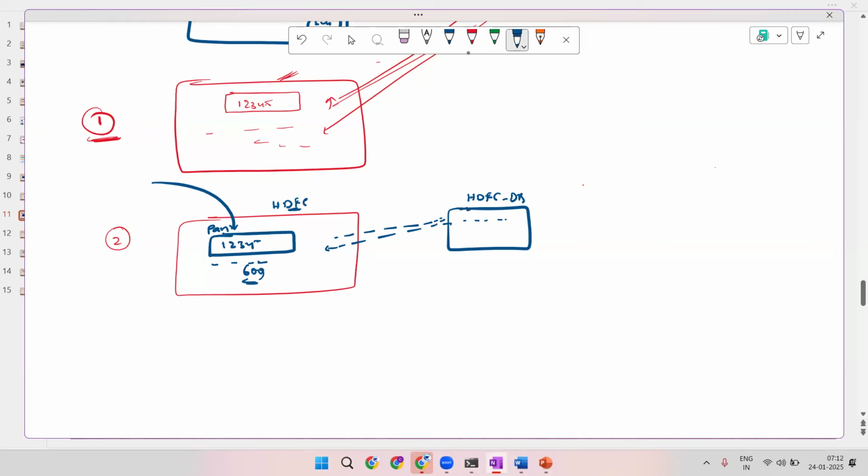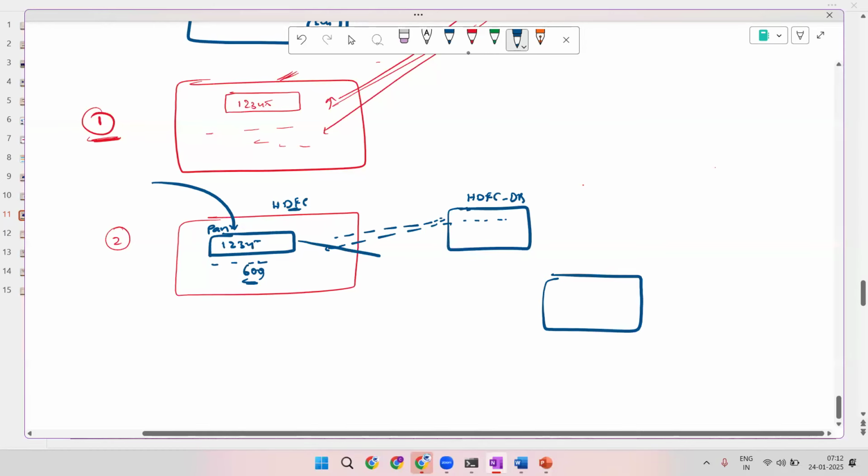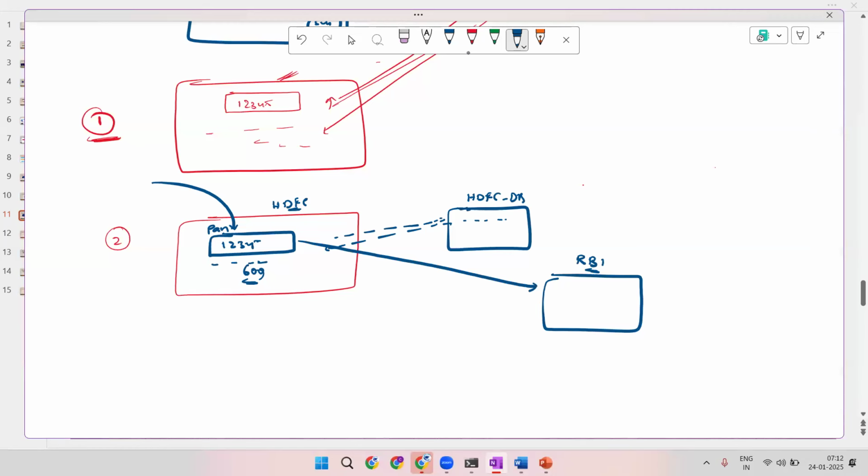And the CIBIL score, we will be getting from a third-party application. So the same input should reach the third-party application, maybe like Reserve Bank of India. And they will have their own database, and they are supposed to hit it and send back 600 as the output, right? So scenario number two here is interacting with the third-party application.